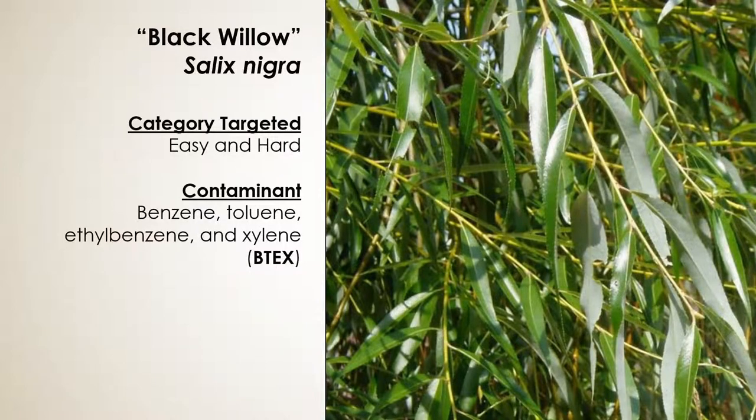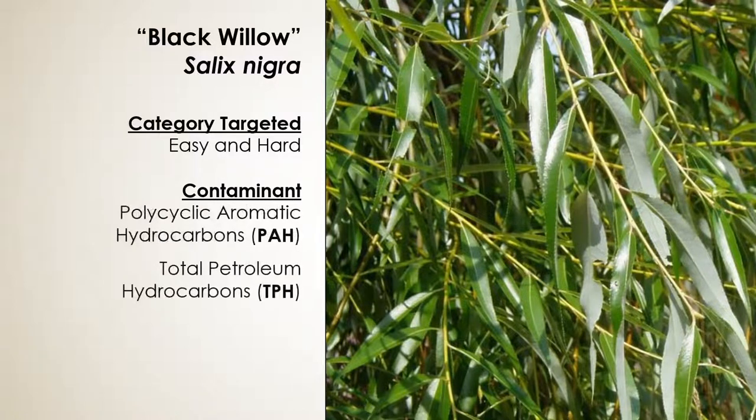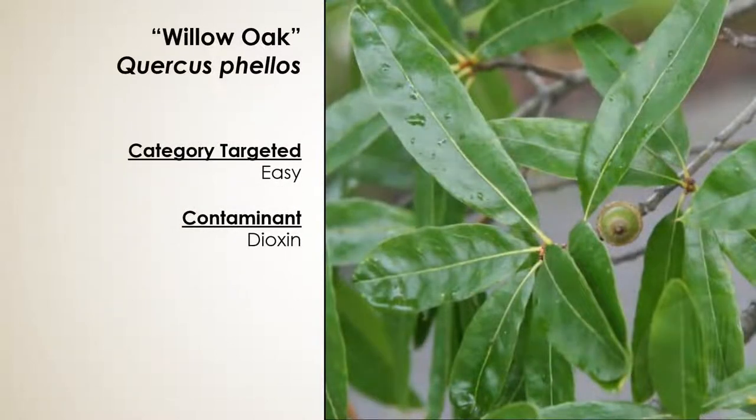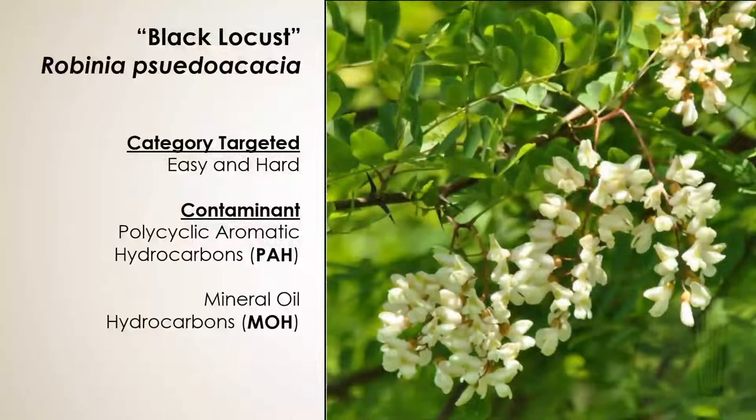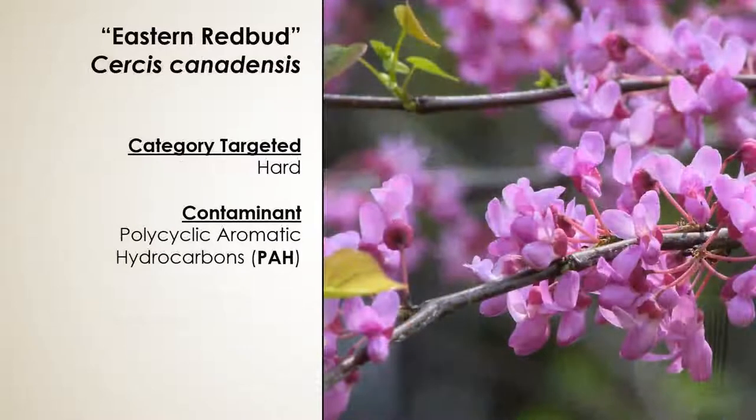Black willow, one of our most common willow species here in the Ozarks. It can work with a range of different hydrocarbons. Willow oak, called willow oak because those leaves look similar to willow leaves, but it is an oak. You can see the acorn there. Black locust, and this one will come up again later too, especially when we're talking about air quality.